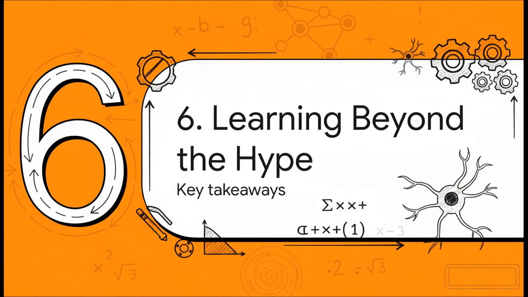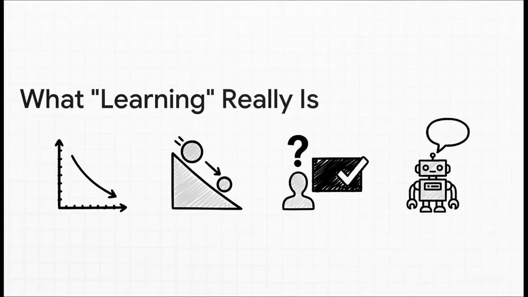And this brings us to the really big picture. For any student of AI trying to get past the hype, what are the key takeaways for understanding how these systems really operate? Okay, first, learning isn't some kind of abstract magic. It's just the mathematical process of minimizing a cost function. Second, gradient descent is the engine that makes it all happen. It's how the network finds its way downhill.